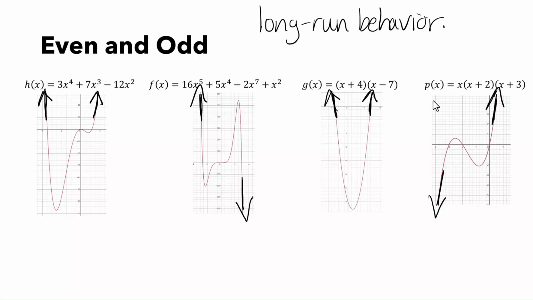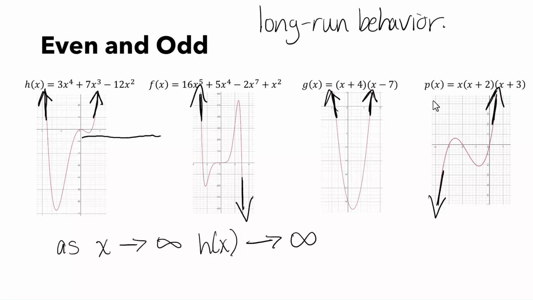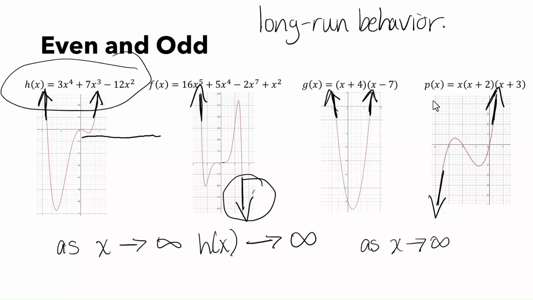This is long-run behavior. They may express it as x goes to positive infinity, meaning as x gets larger and larger and larger, what is happening to my graph? In this case, h of x is also going to positive infinity. For the f of x, as x approaches infinity, so we look going to the right, what's happening at the end of the graph? It's going down towards the negative. F of x is approaching negative infinity.